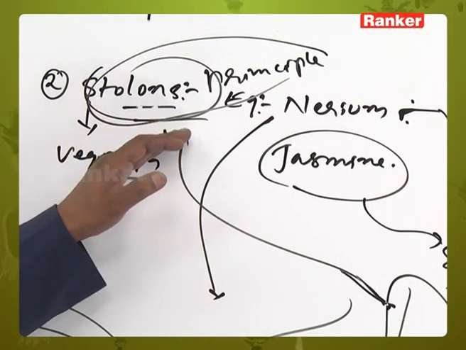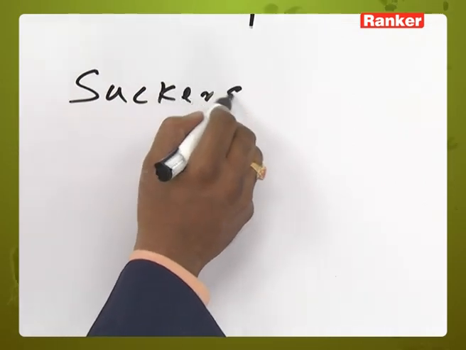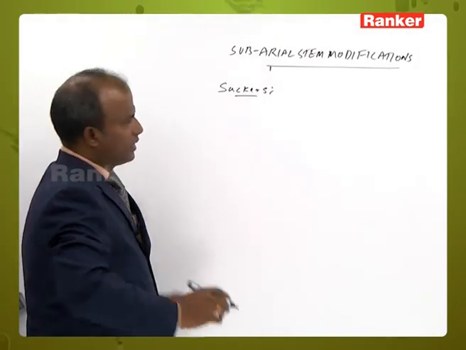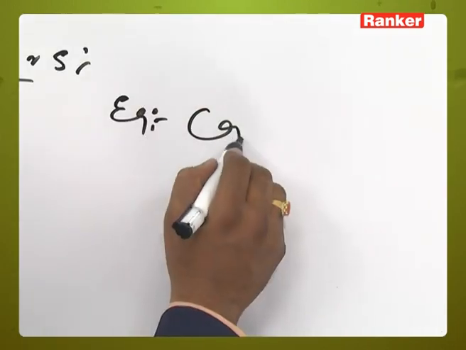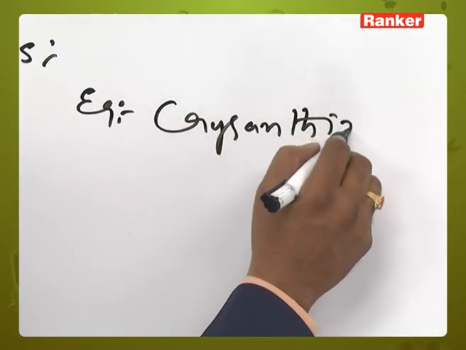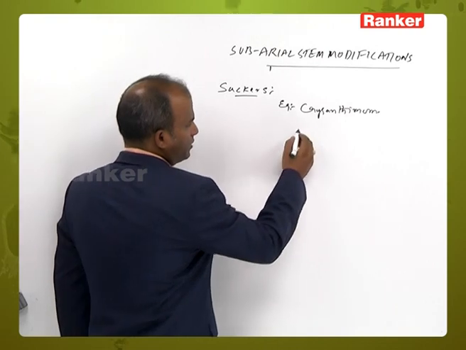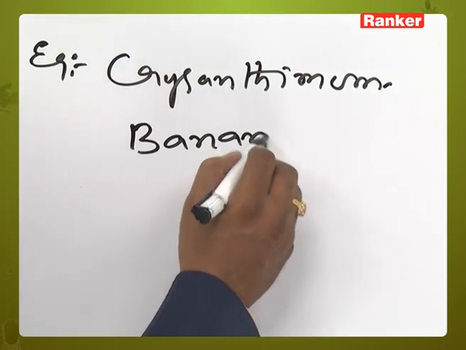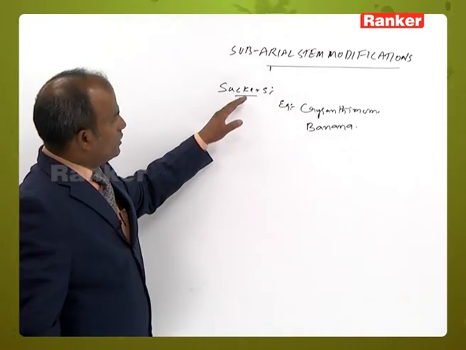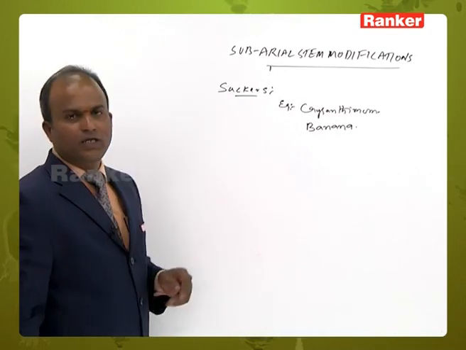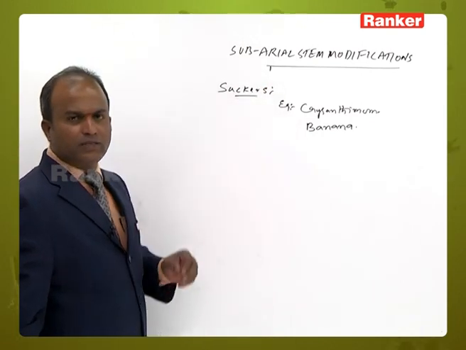This is about stolons. Next, we go to suckers, the third aerial stem modification. What are the examples? One example is chrysanthemum, and another example is banana. Chrysanthemum and banana show which type of subaerial stem modification? Suckers.